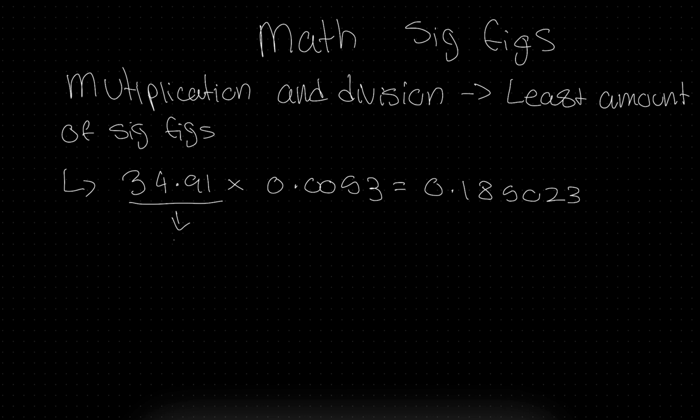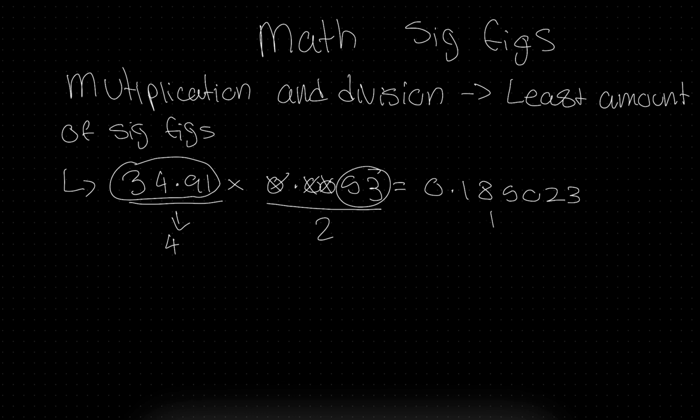34.91 has 4 sig figs because all of these are non-zero. How many does this number have? Well, now we can look back at our leading zeros and see that all the zeros before the 5 are not significant, leaving us with 2. Meaning, we would only have 2 significant figures in this answer. So now we'd round to 2 significant figures.